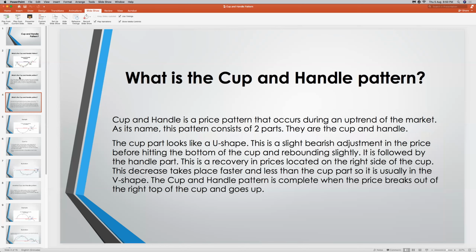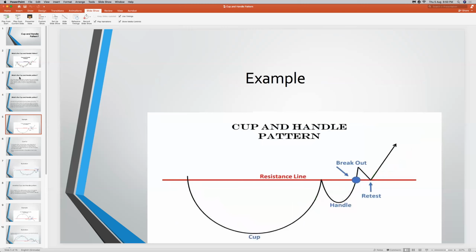Let's see if there's anything. So I'm just going to scroll through the slides. If there is any slide we need any explanation on, or any question that arises from any of the slides, we can just raise it now.